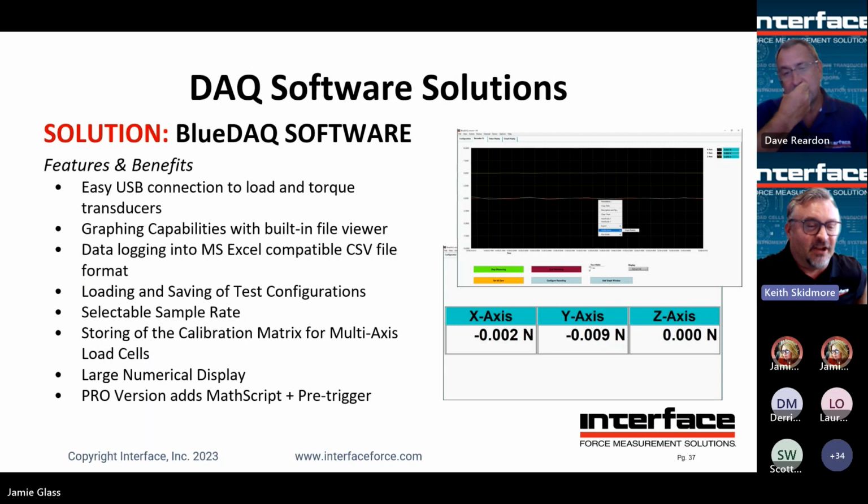Selectable sample rates. You don't always want to run at max speed. So for example, if it's capable of 50,000 samples per second, you may only want to run it 100 samples per second. You can set that in the software and it decimates down to 100 samples per second. The software is also very nice to use with our 6-axis and multi-axis sensors.